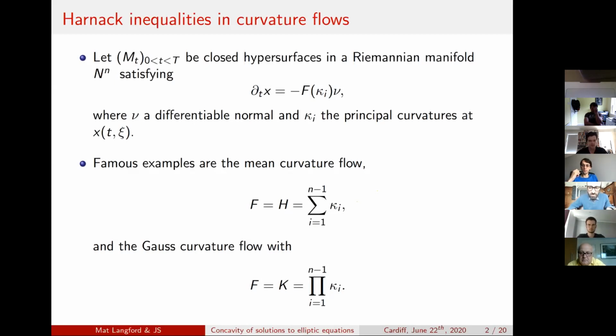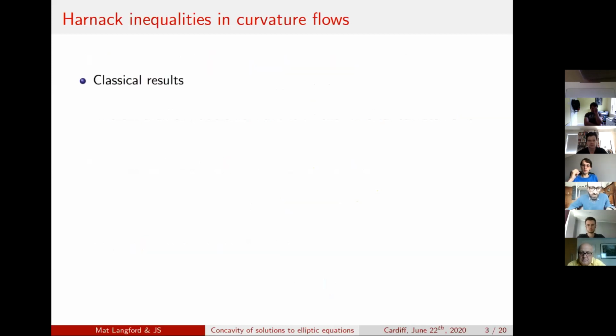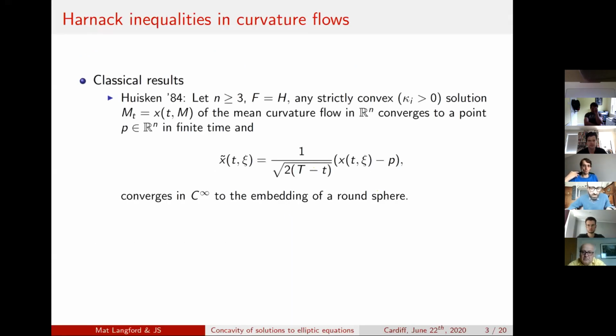Okay, so that's a few examples, and let me give you the most prototypical results that are out there for such curvature flow equations. This is the first paper on this topic, in 1984. Well, in this setup, of course, there's previous work, but this kind of result appeared in Huisken's 84 paper for the first time. So the result is as follows.